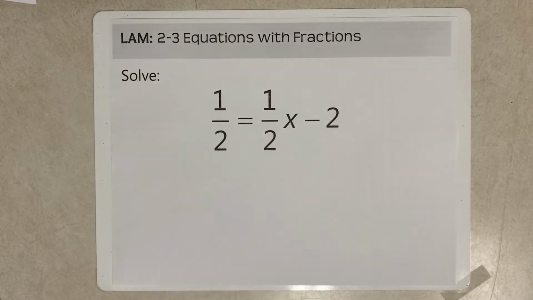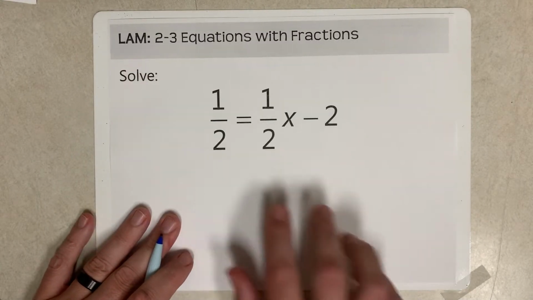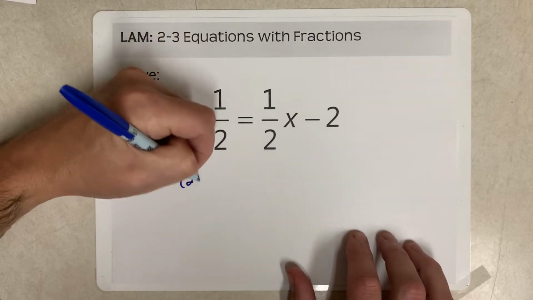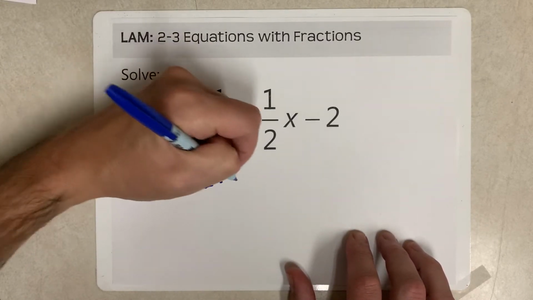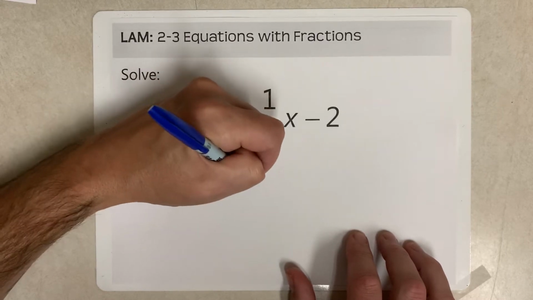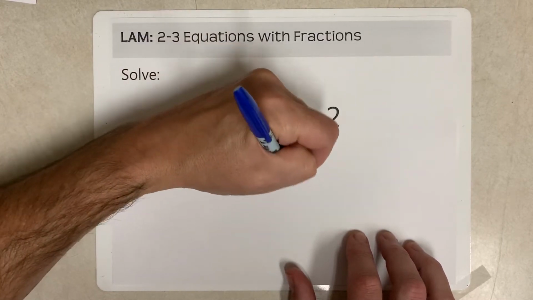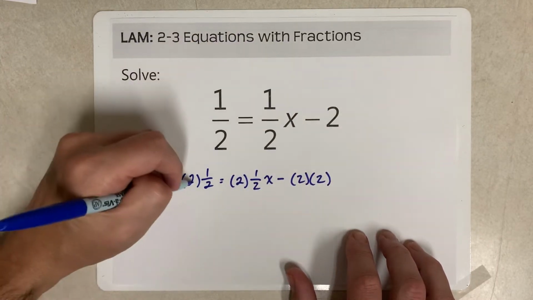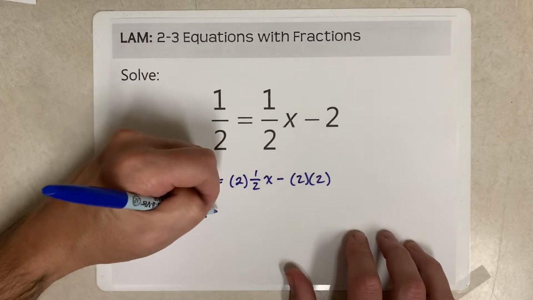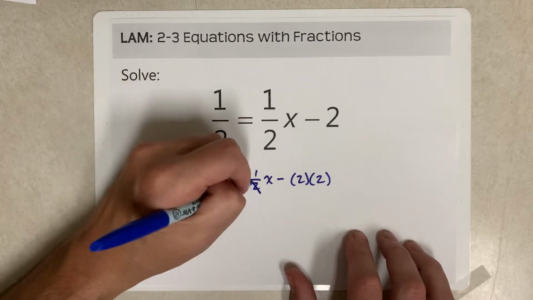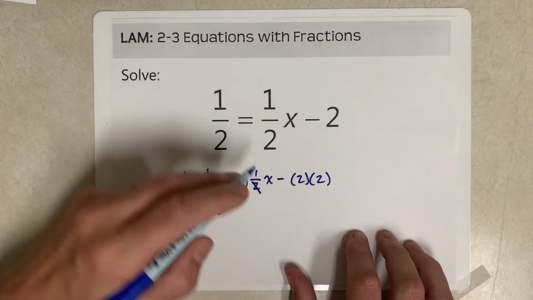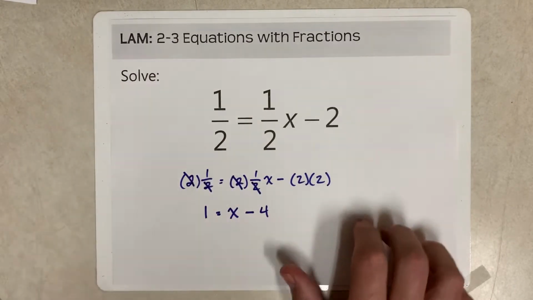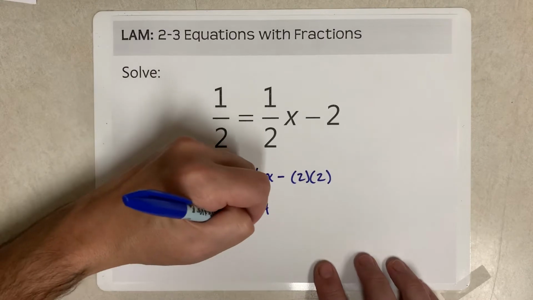Here's our next one. This one has 2 denominators of 2, so I'm going to multiply everything by 2 this time. So 2 times 1/2 equals 2 times 1/2 x minus 2 times 2. So 2 times 1/2 is equal to 1, equals 2 divided by 2 is again 1, 1x, minus 2 times 2 is 4. That's a one-step equation. I'm going to add 4 to both sides.